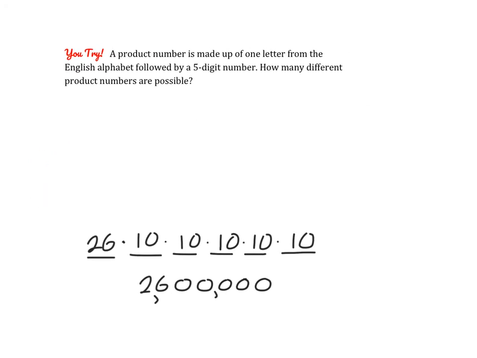Okay, so this product code or product number has 6 different slots to fill. The first one is the letter, and then it's 5 numbers. So there's 26 different things I can pick from for this first space, and then the remaining 5 have 10 different things to pick from because those are the numbers. So that gives us 2,600,000 different ways I can make different product numbers.